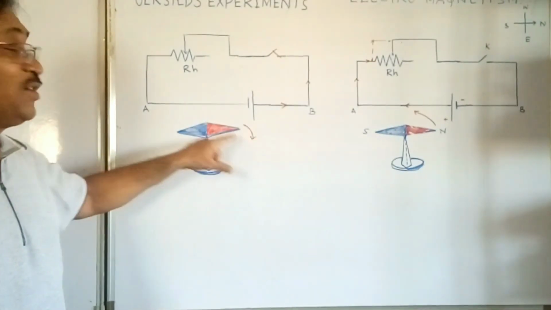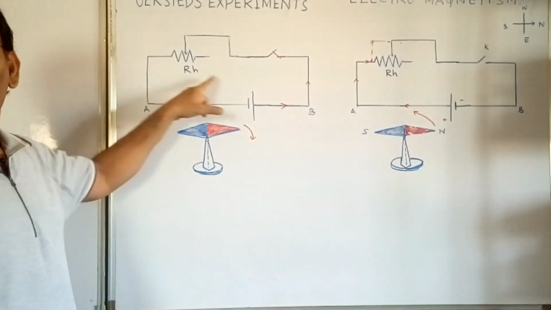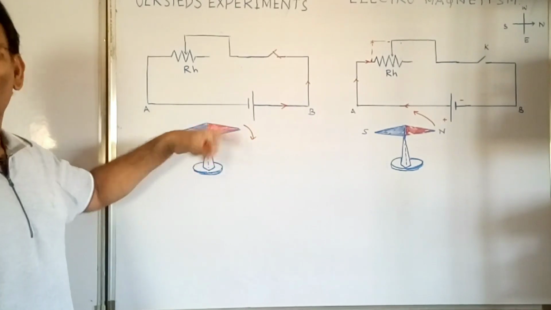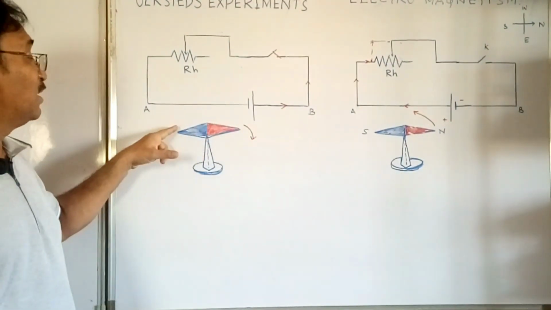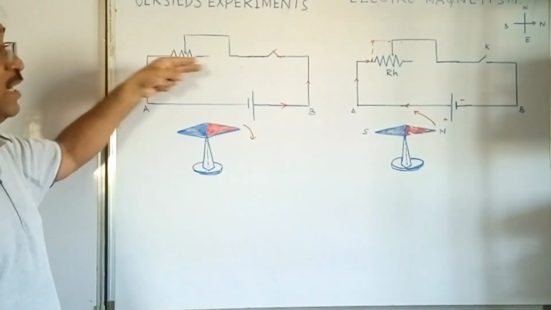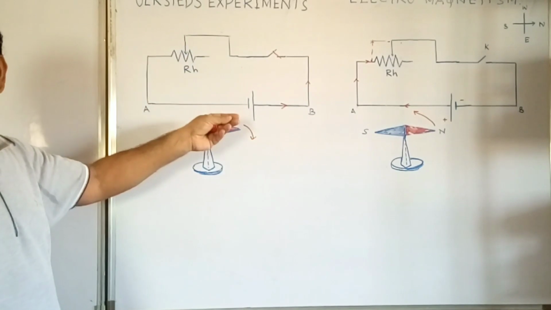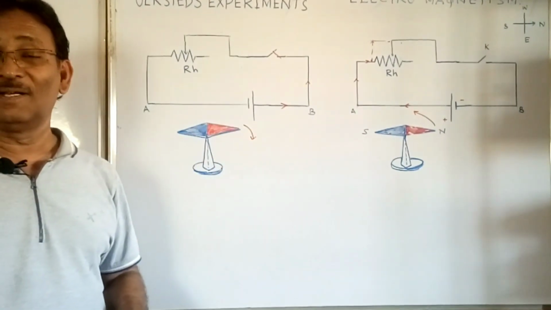Again, the deflection becomes zero. And by changing the resistance, he observed that the deflections are varying. When the resistance is less, more current flows to this conductor, then the deflection is more. When the resistance is increased, less current will flow, then the deflection will be less.